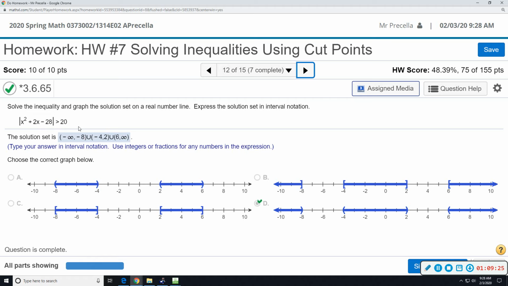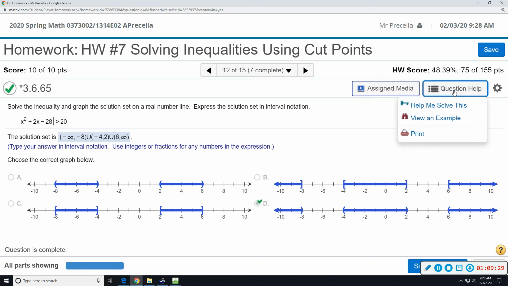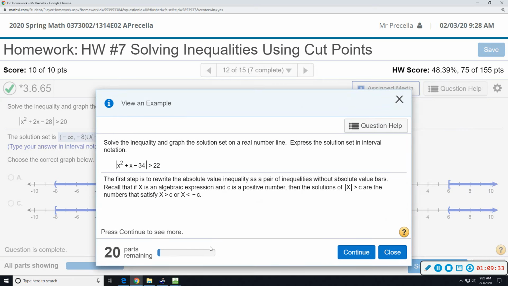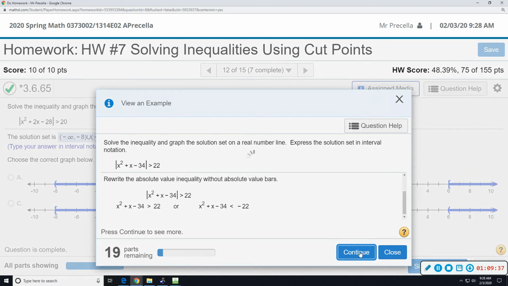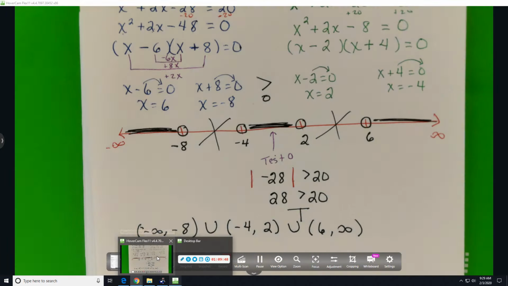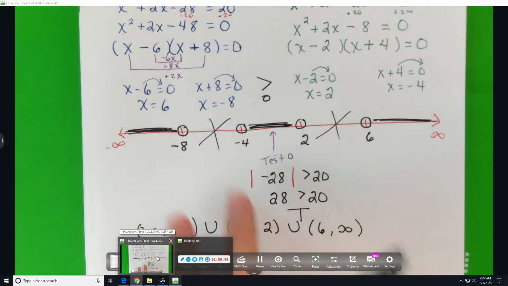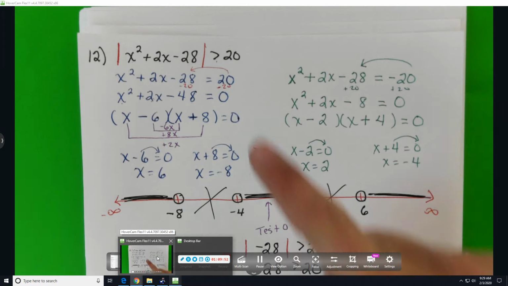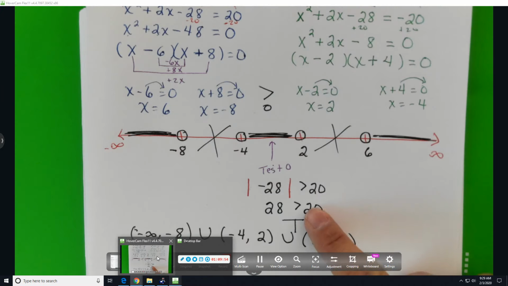A word of warning. If you wait until the night it's due to work this and you've forgotten, and you start looking at this view and example, oh wow. They just start going and going. With the cut point method, you only have equal signs. You're working with just equations, just equals. The only time I use the less than or greater than is right here at the testing.